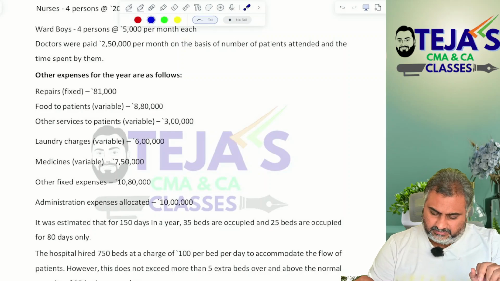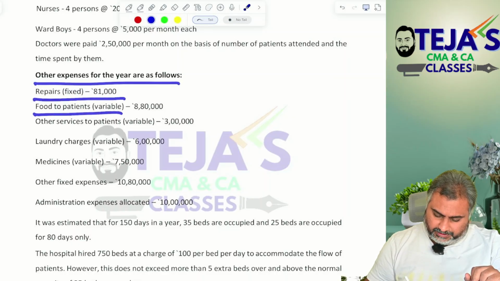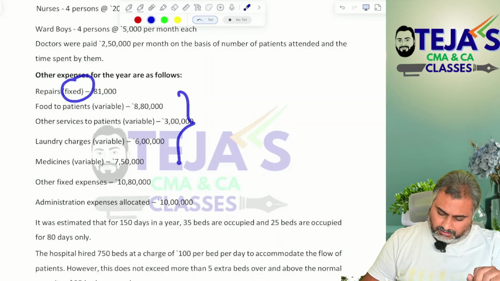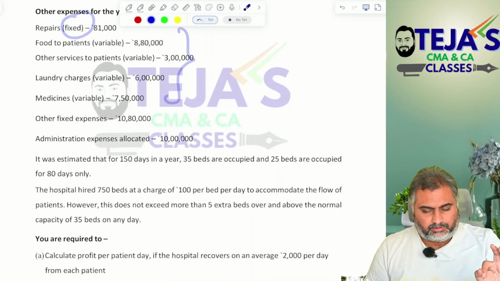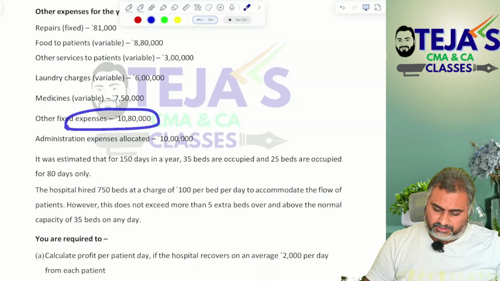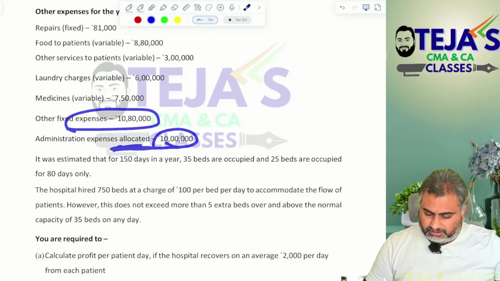Okay, next sir, other expenses: repairs, food to patients, other services to patients, laundry charges, medicines. Except repairs, all these expenses will be considered as variable only, since they are directly provided in the question. Other fixed expenses, administration expenses allocated. Allocated means that is also fixed.